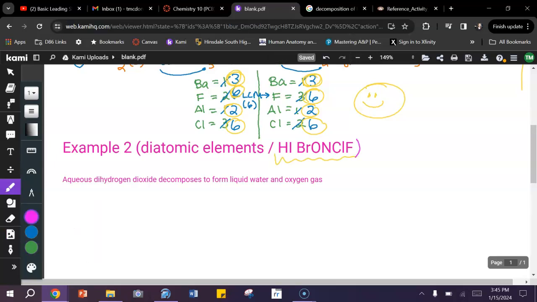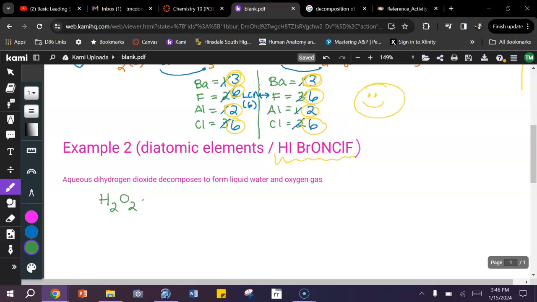It looks like I forgot my close parentheses there. Sorry about that, everybody. But before we can go there, let's just take a look at what my reaction is. I've got aqueous dihydrogen dioxide decomposes to form liquid water and oxygen gas. So I have dihydrogen dioxide. So I don't have any metals here, so I am just going with what my prefixes are telling me. Remember that di means that we have 2.